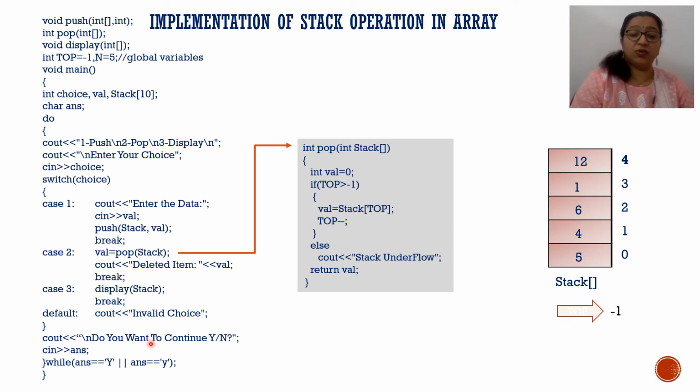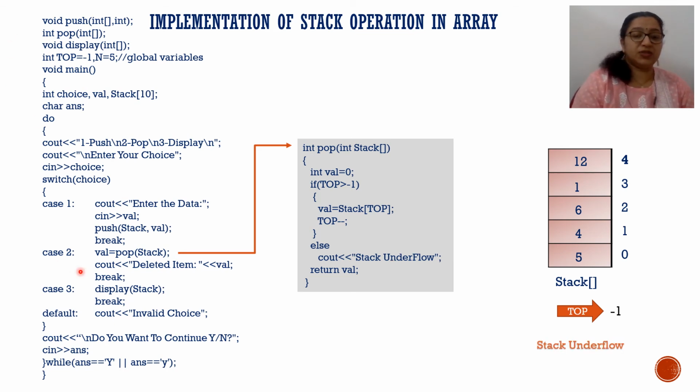Do you want to continue? Yes, I want to continue. If I choose the same option 2, see, if top is greater than -1, it is not greater than -1, it is equal to -1. So that time it will move to the stack underflow. We'll get that message because top is equal to -1 now and val is 0 itself. We are not getting any value from the array now. So we return val, meaning 0 is returned. So top is -1 now. See the message: stack underflow. This is the message we will get.